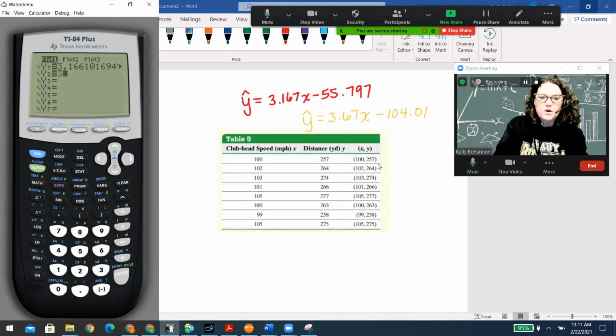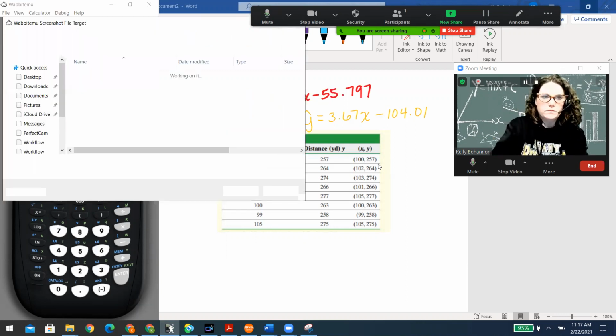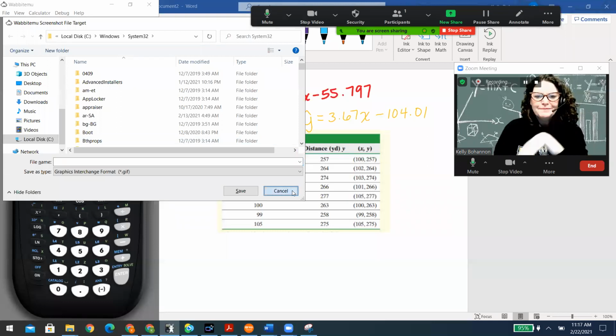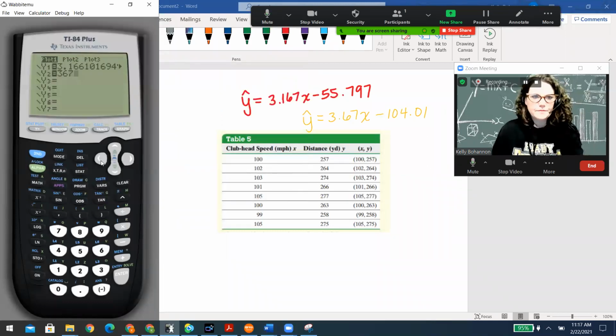So we calculated our own slope by doing y2 minus y1 over x2 minus x1, and then we used the formula to find our intercept. 104.01.